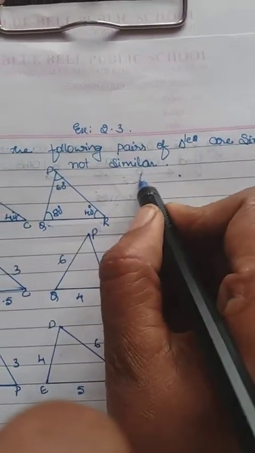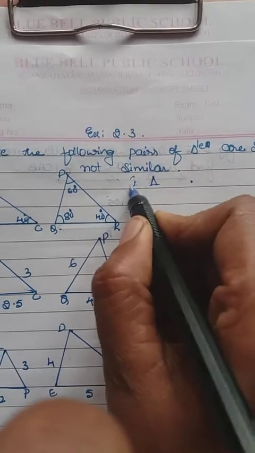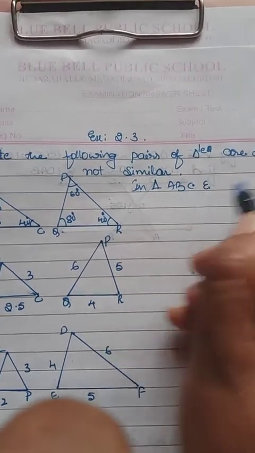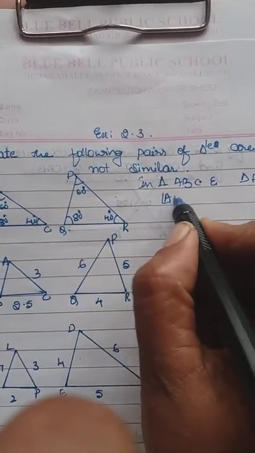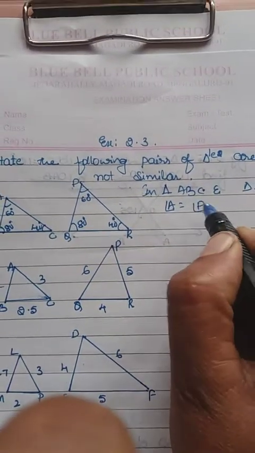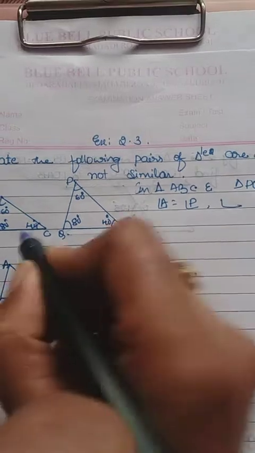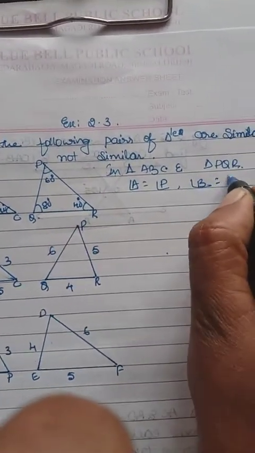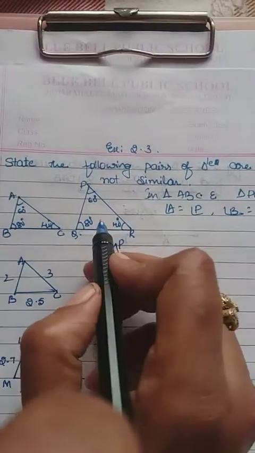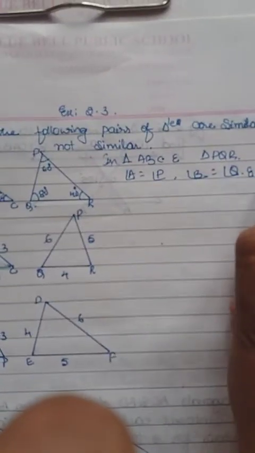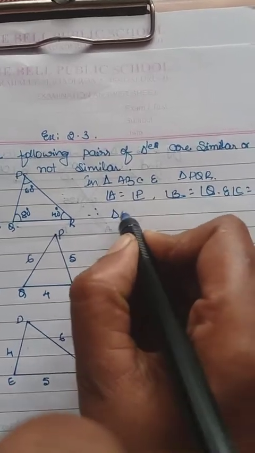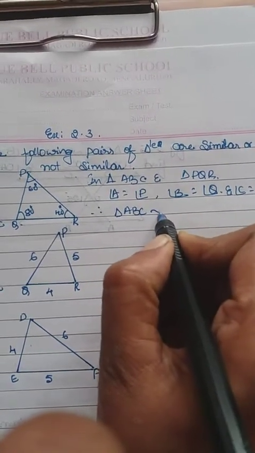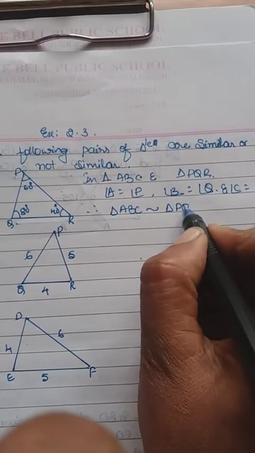Here we can check in triangle ABC and triangle PQR. Angle A equals angle P because both are 60 degrees, and angle B equals angle Q because both are 80 degrees, and also we can write angle C equals angle R. So therefore we can write triangle ABC is similar to triangle PQR.